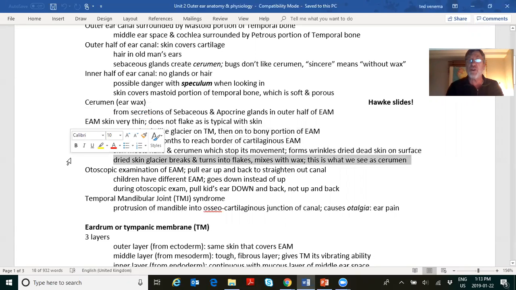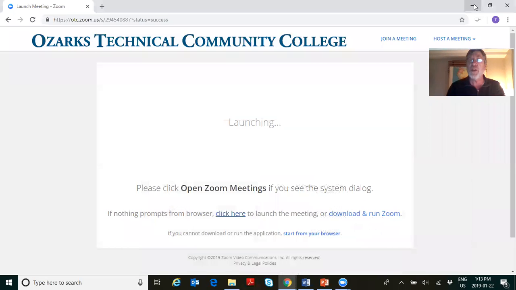The dried skin glacier seems to break and turn into flakes, mixes with wax, and this is what we see as cerumen. Well, let's pull up the slide where it says that.